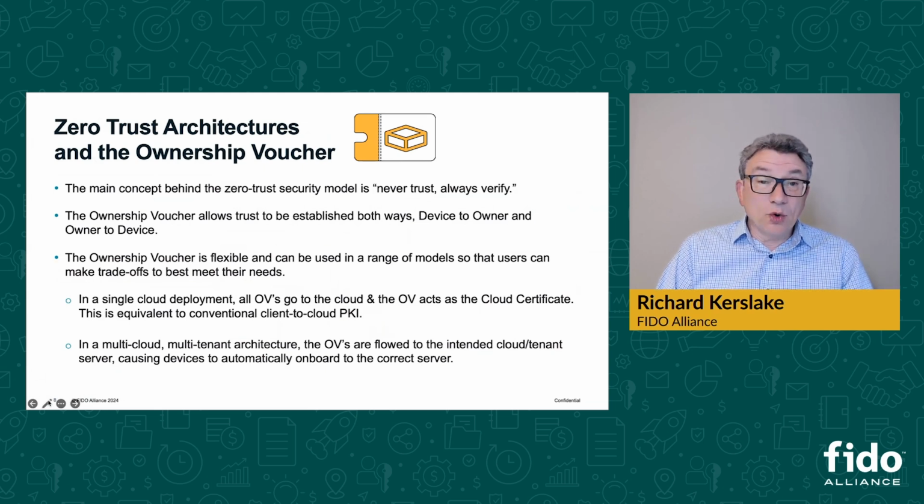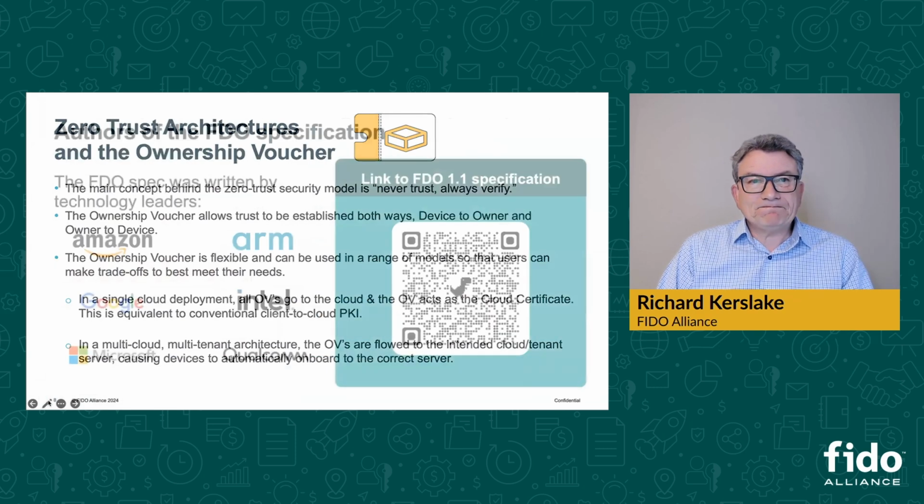If you have all of your devices going to a single cloud, life is simple. You can send all of the ownership vouchers there. If you have a multi-tenant, then they're flowed to those individual cloud tenant servers.